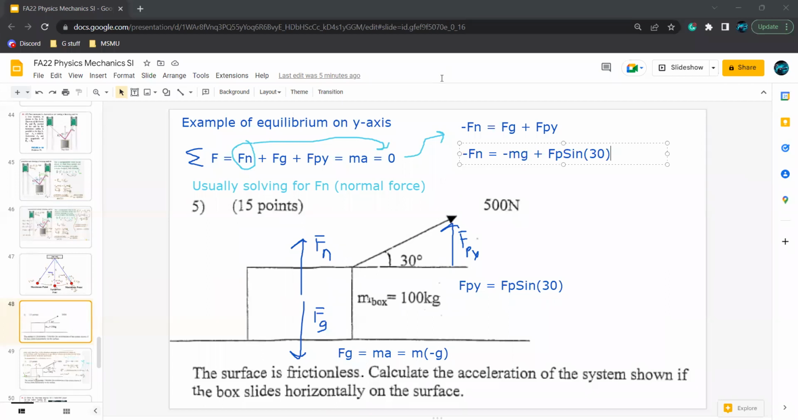And then let me just go ahead and draw some things back in. This one's going to be sine, right, because this is the opposite side, or this is the hypotenuse. We have our positive direction orientated upwards. So that's why we know that the gravity is negative.